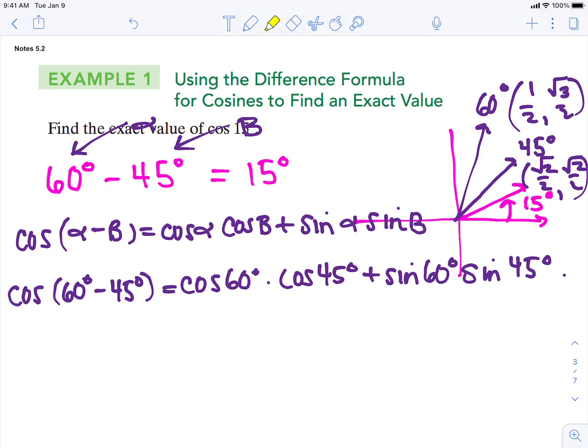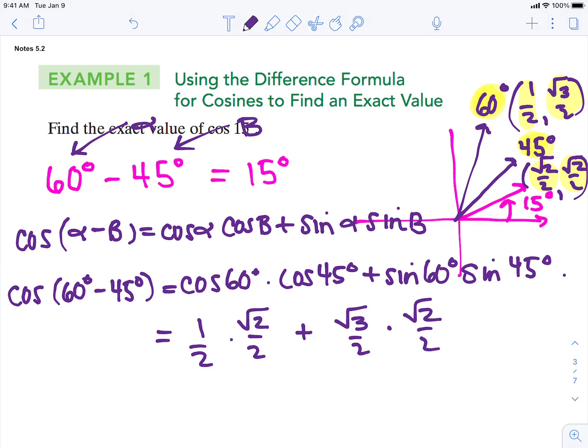So let's start with 60 degrees. Here's 60 degrees, and we want the cosine. That's 1/2, so we substitute that in, 1/2. Then it says take the cosine of 45. So here's 45 degrees, and its value is square root of 2 over 2. Plus the sine of 60, and that value is square root of 3 over 2. And then the sine of 45 degrees, that's your y value, square root of 2 over 2.